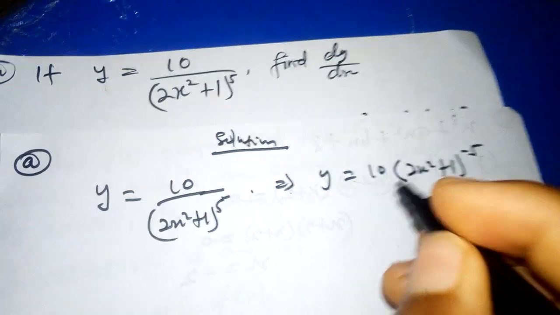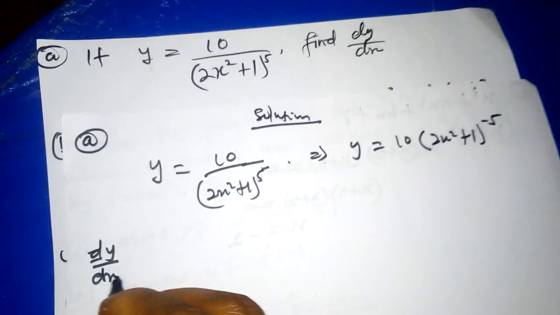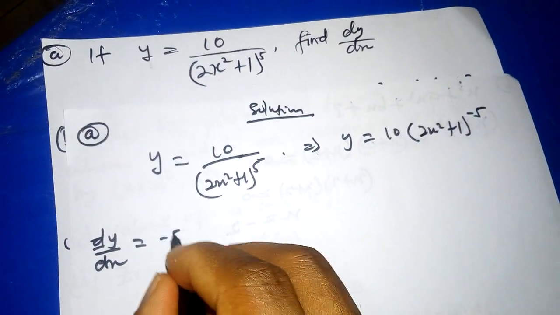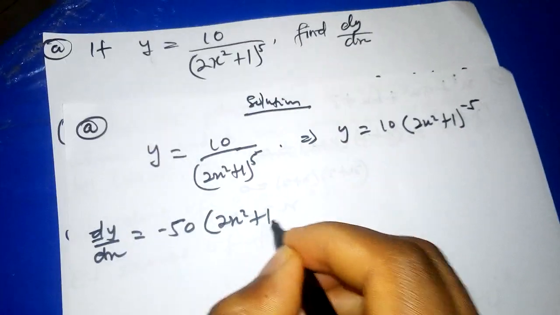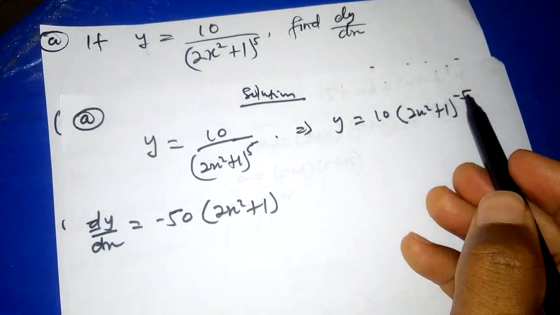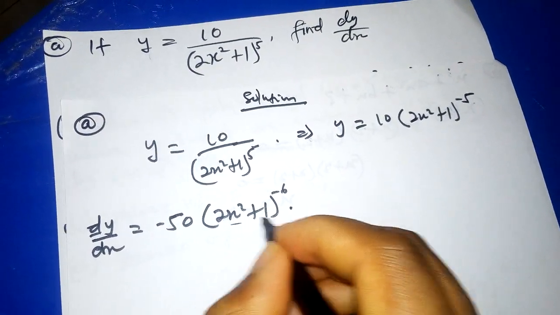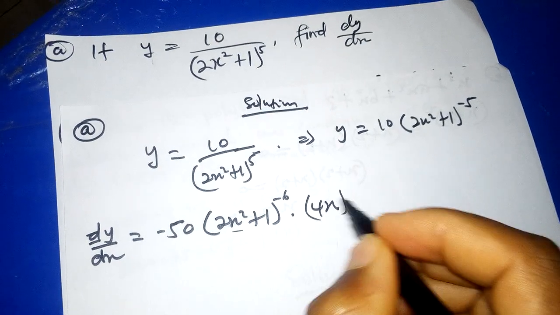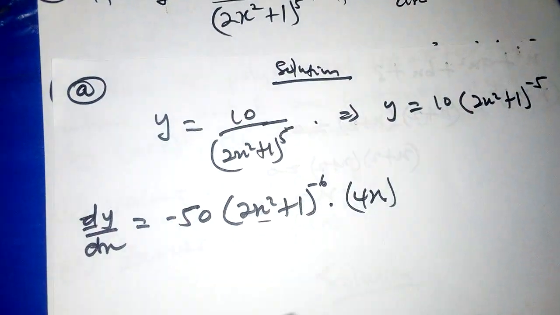So if I find my dy dx, it will be equal to, this negative will multiply this 10. So I have negative 50 times (2x squared plus 1), and I'll subtract 1 from negative 5, which will give me negative 6, times, I'll differentiate the inside. That will give me 4x, because when I differentiate 1, I'll get 0. So that's how we get the 4x.